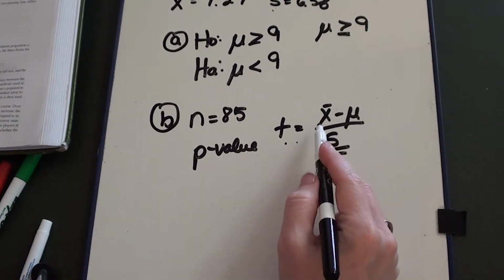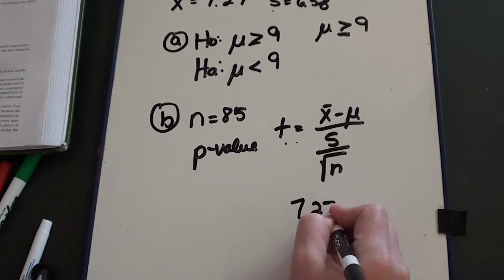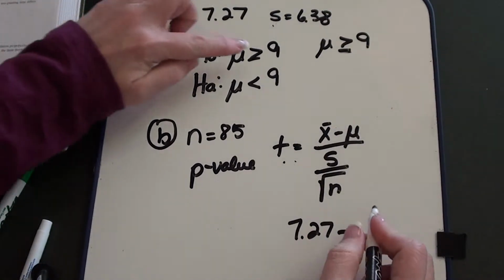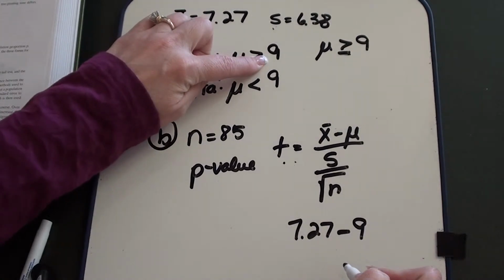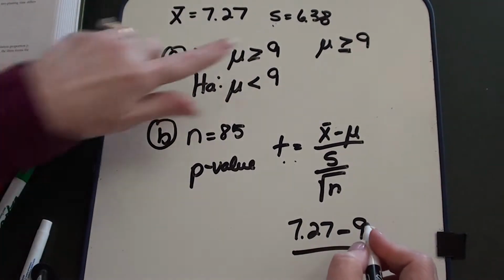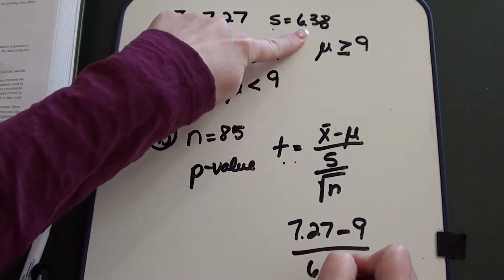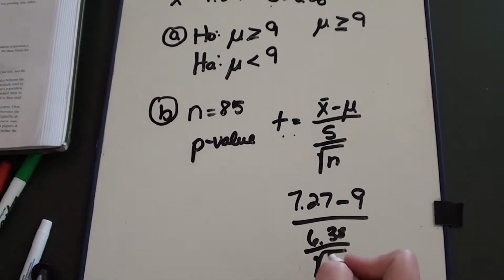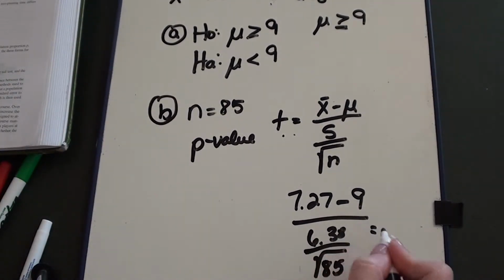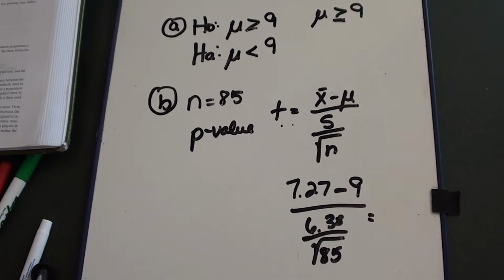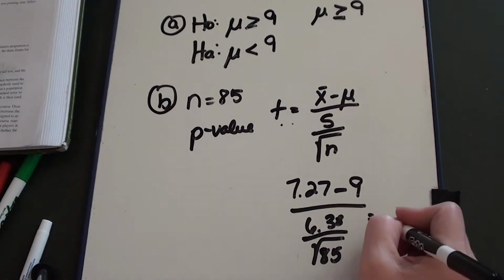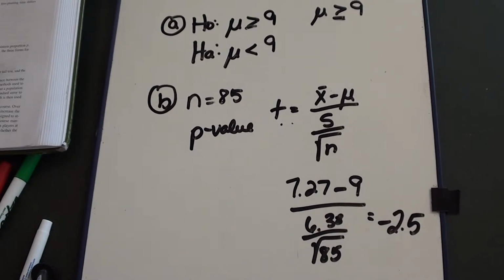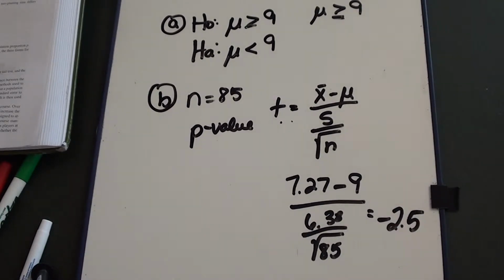So our sample mean is 7.27. Let's give them back in the original problem. Minus the population mean, what you're hypothesizing about, is 9. Divided by the sample standard deviation, which was given as 6.38. Divided by the square root of the sample size, and the sample size was given to be 85. So when you plug all those numbers into your calculator and do the calculations, you come up with negative 2.5. Okay, so that's our t-value.